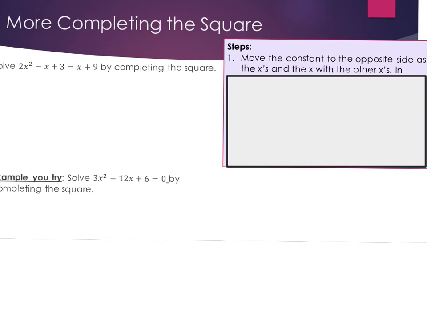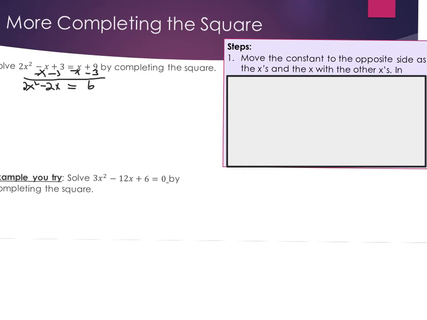Okay, so for this one, we're going to solve this next example by completing the square. The first thing we'll do is move the constant to the opposite side of the x's, and the x's with the other x's. So essentially we're going to subtract the x on both sides, and move the 3 to the same side as the 9. So we'll have 2x squared minus 2x equals 6.